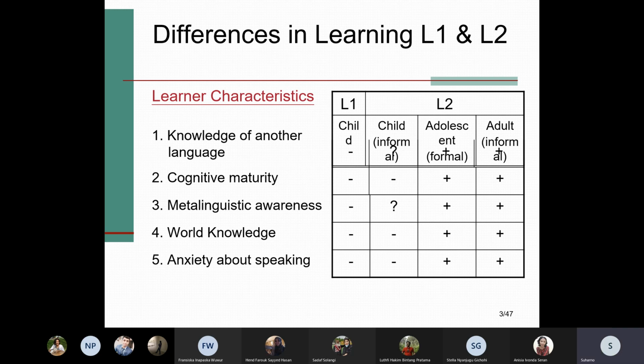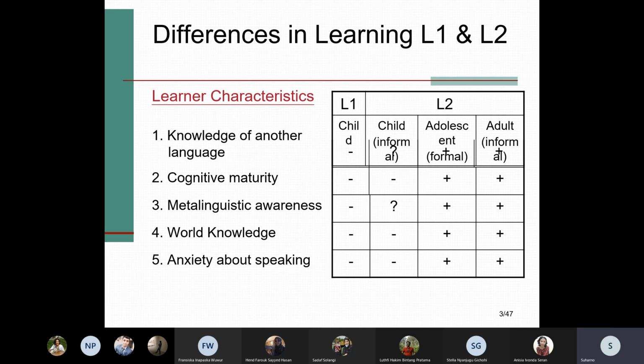Perhaps if you look at the files, the item on the table doesn't change or still. Now about meta-linguistic awareness.